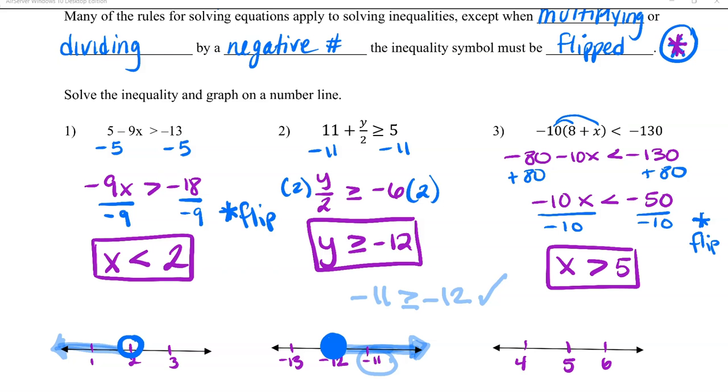So it would be open at 5 because 5 is not included in the possible solutions, and it's greater than, so we're shading to the right. Don't forget, if your variable is on the left, you can use the inequality symbol like an arrow to show you which direction to shade.